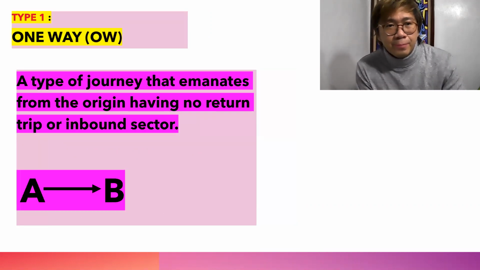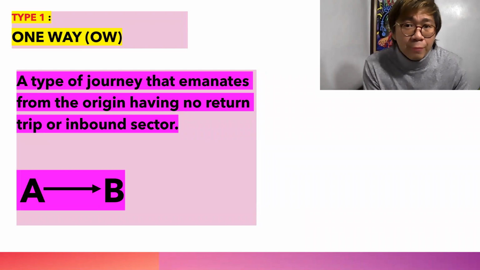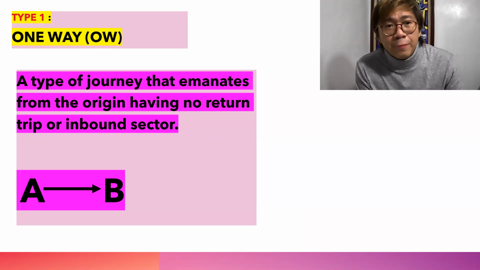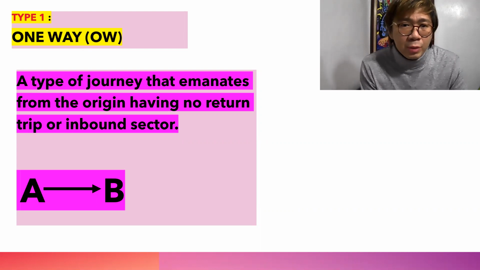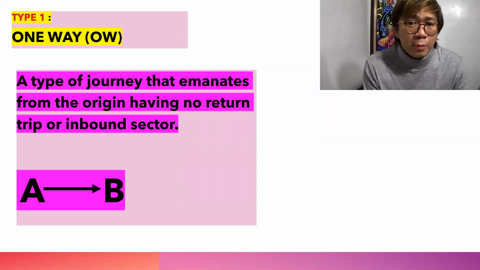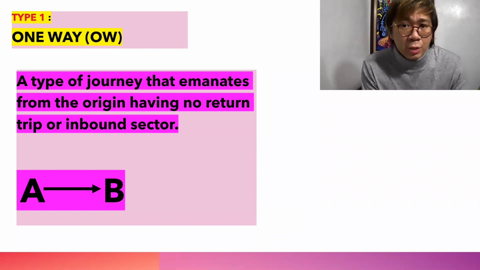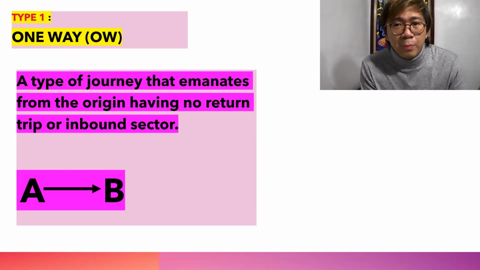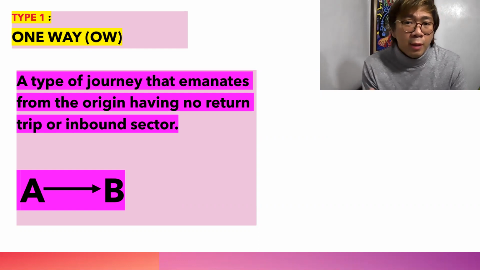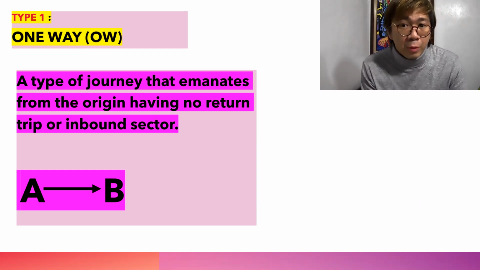Next. So without that, let's go with the first type of journey. Our first type of journey is what we call one-way. This is the simplest, easiest to understand, and of course, the cheapest in terms of mileage, because it's only composed of an outbound sector. When we say outbound sector, this is from your origin point going to your outbound destination, or your farthest destination. So that is the outbound sector.